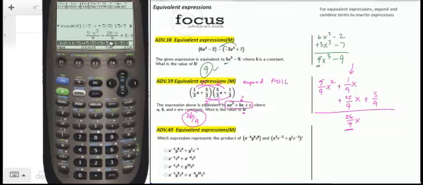And when I hit enter, it gives me that expanded form, and I see that my middle term's coefficient is 26/9, and so that once again confirms my answer.